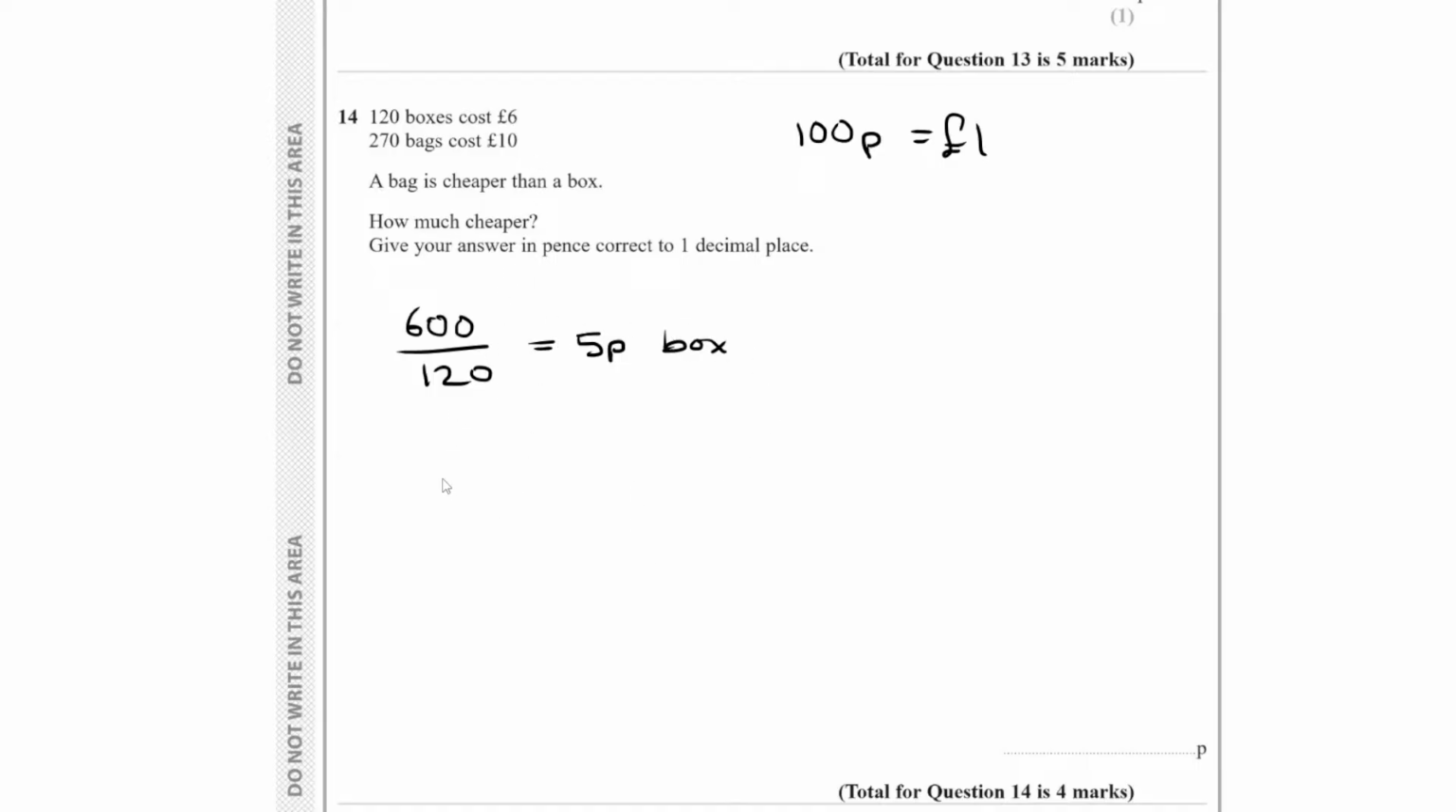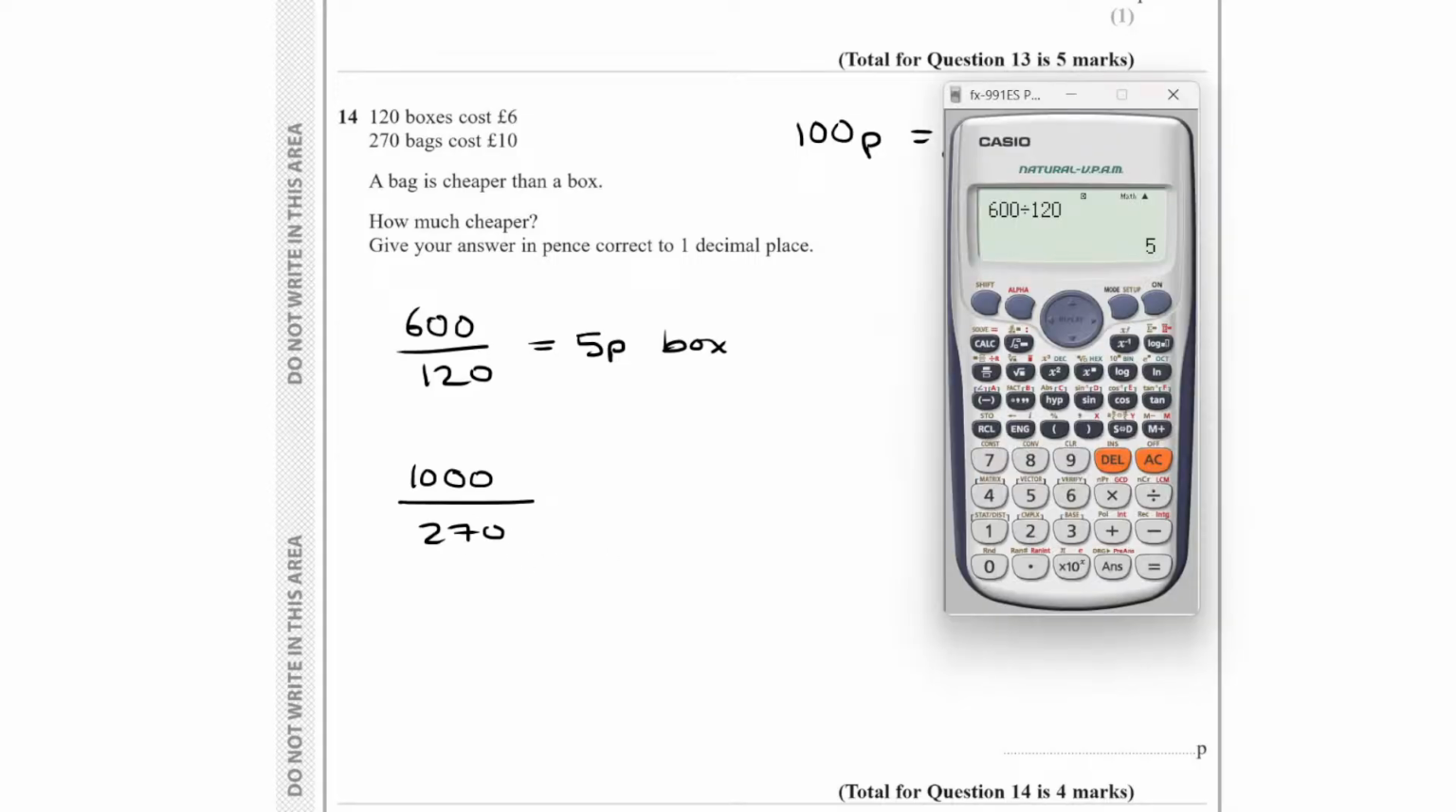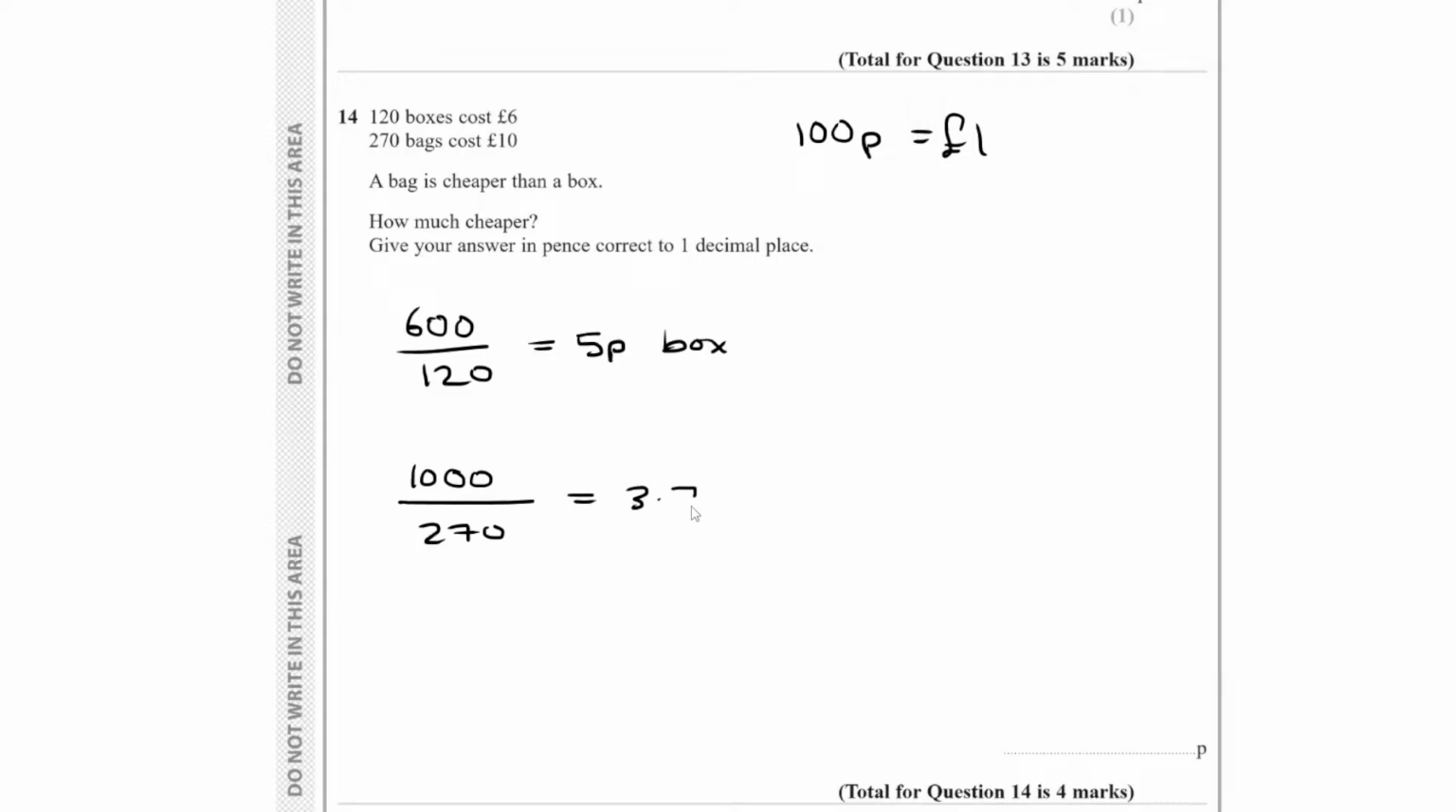And I'll do the same for the bag. Again, I'm going to convert it into pence. So that's 1,000 pence, and then divide by 270. 1,000 divided by 270 gives me basically 3.7 pence. So that's a bag.